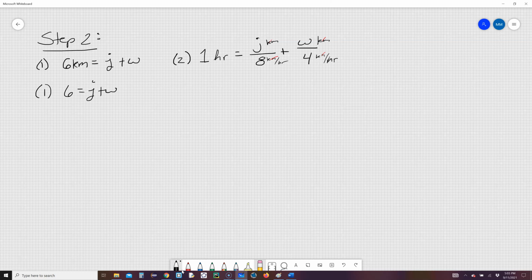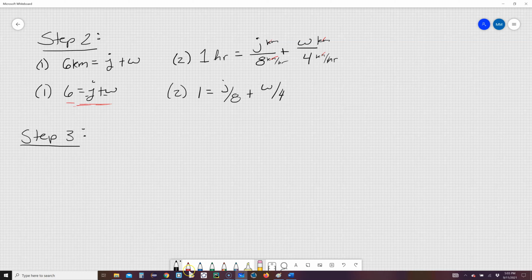So we'll just write that as J plus W equals 6. I'll write this as 1 is equal to J divided by 8 plus W divided by 4. Now that we have our system, we can solve. Once again, I'm going to reach for substitution because I have this situation again where I have just coefficients that are 1.